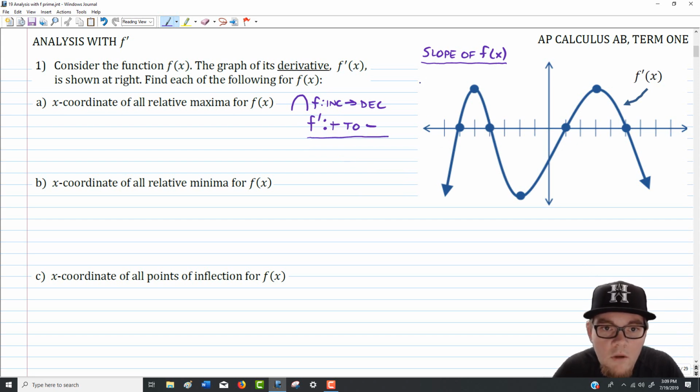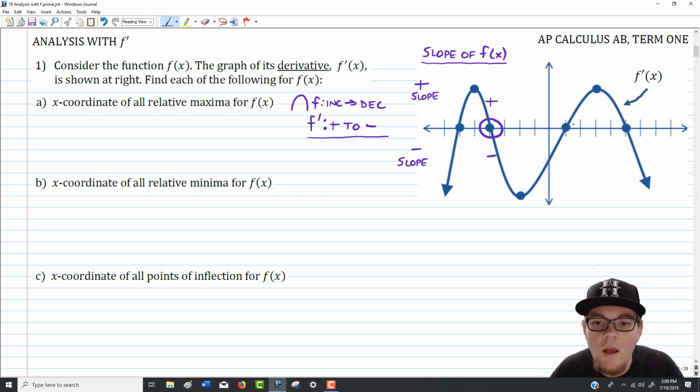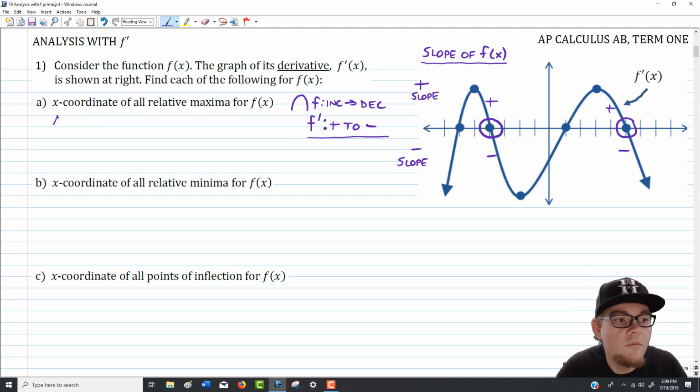So looking at our picture, all the positive slope is up here, above the x-axis, and all the negative slope is down here below the x-axis. So we're looking for places where this slope graph explicitly changes from positive to negative. I see one spot right there, because our slope was positive up here and negative down here. I see a second one right there, where once again our slope was positive above and negative below. So for us, there's going to be 2.